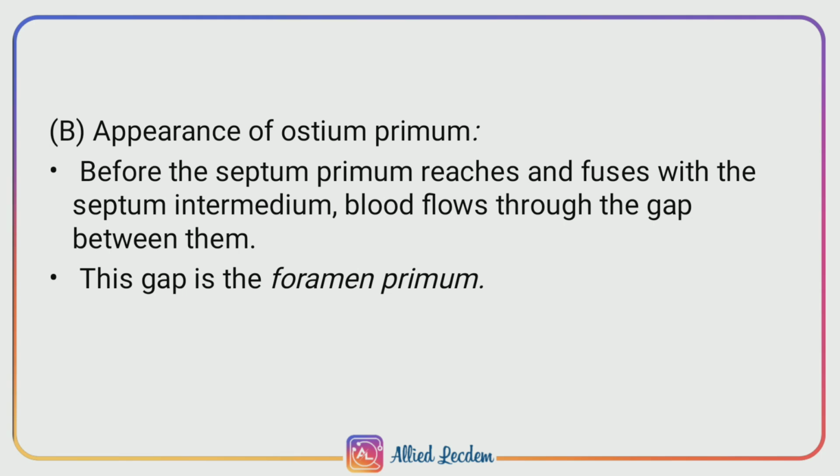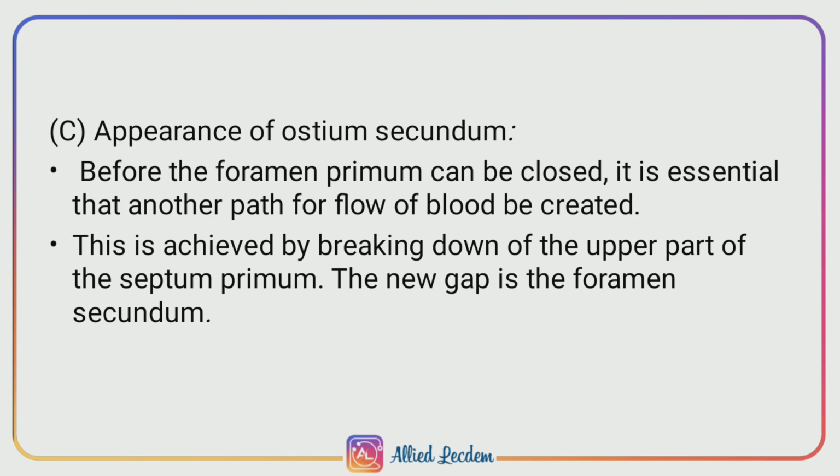Second one, appearance of ostium primum. Before the septum primum reaches and fuses with the septum intermedium, blood flows through the gap between them. This gap is known as foramen primum. Third one, appearance of ostium secundum.